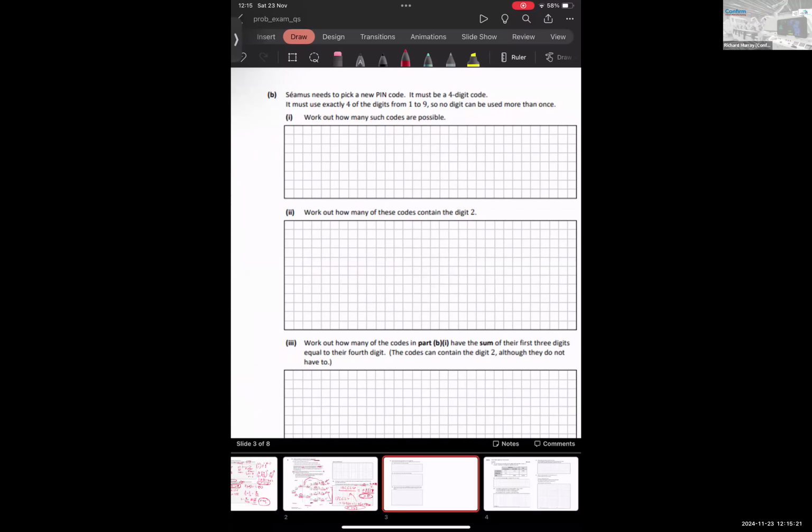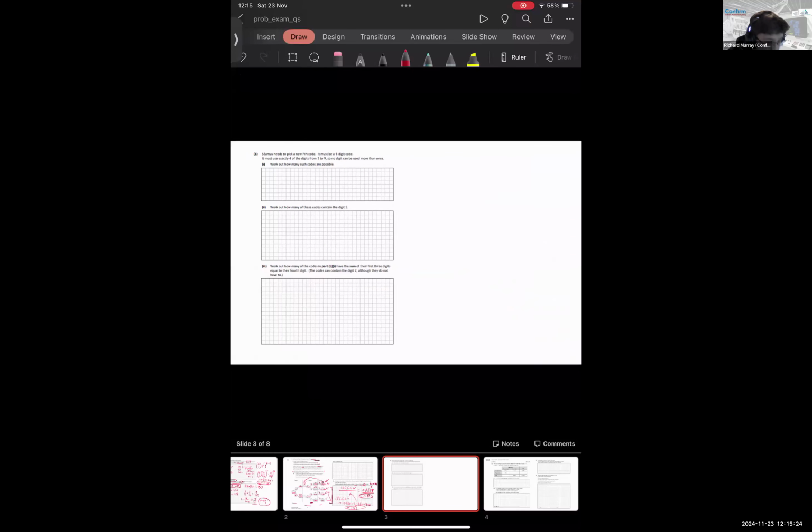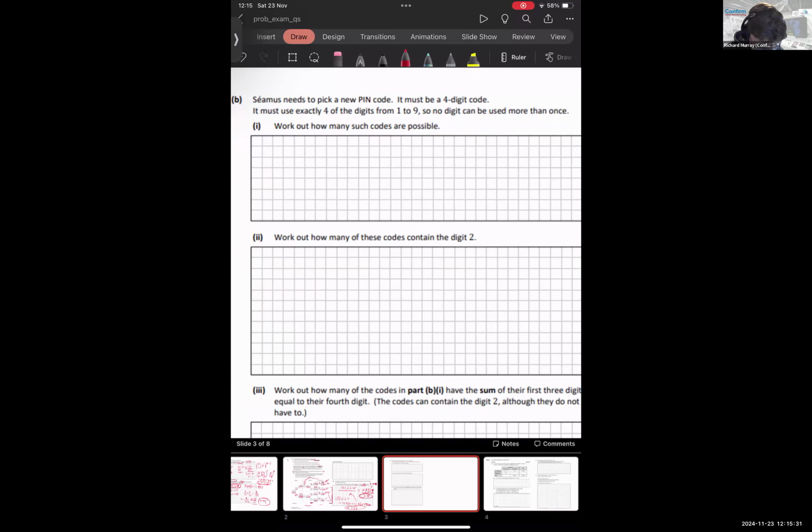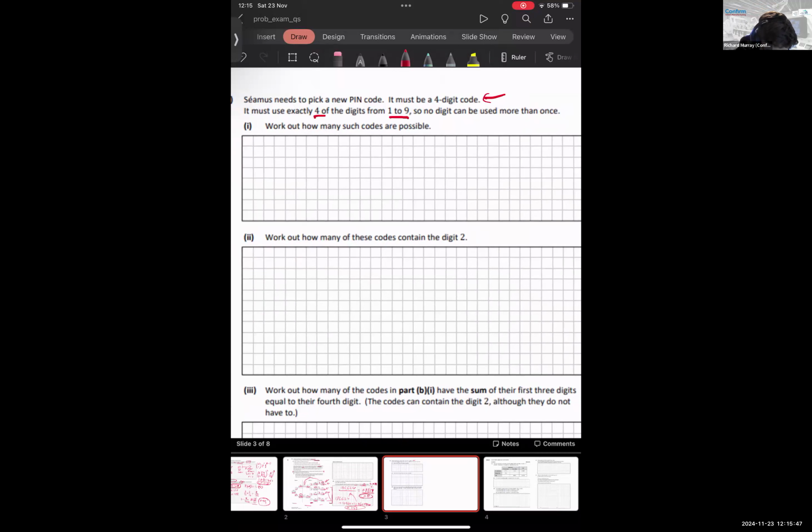So if we keep going back through the years of questions, and we will just keep doing questions for the next 15 minutes or until we run out of time or if someone has another question, we can see that poor Seamus needs to pick a new PIN code. It must be a 4-digit code, and we're always looking at the rules here as stated, not what is a real situation. So it has to be a 4-digit code, and it must use 4 digits from 1 to 9, so no digit can be used more than once. So this is saying that there's no replacement.